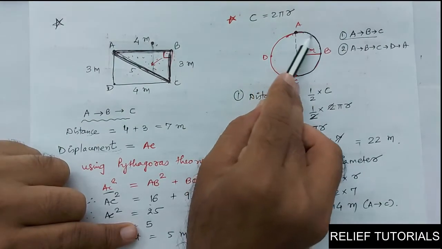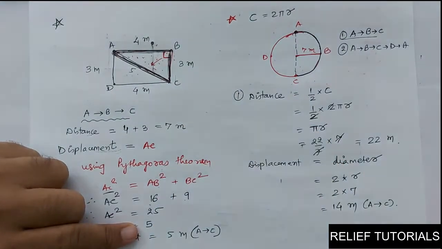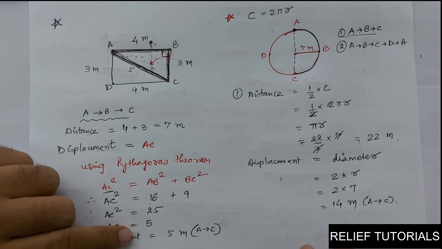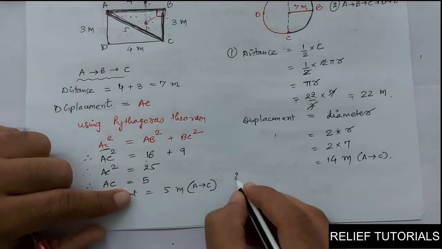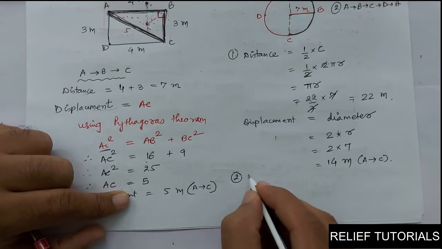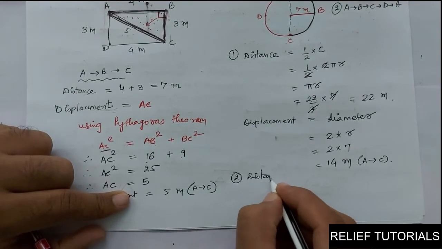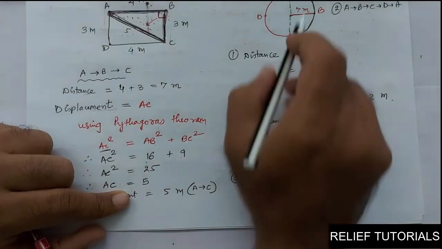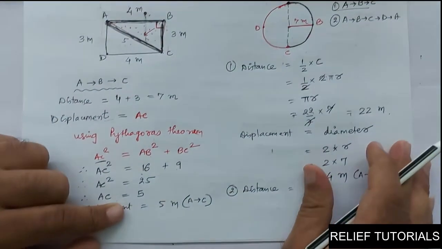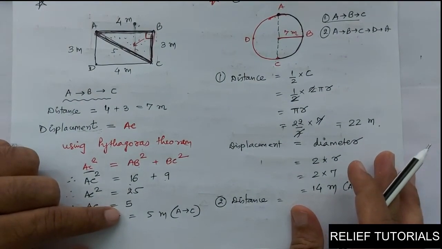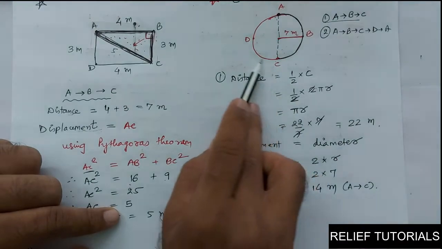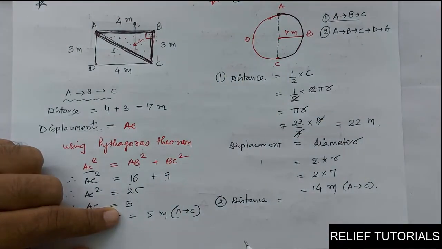So going from A to A, the whole circumference is covered. Then how to find the distance? Second answer we are doing. Distance means the whole circumference covered or not. Going from A to A, the whole circumference is covered. So the distance here means the circumference.